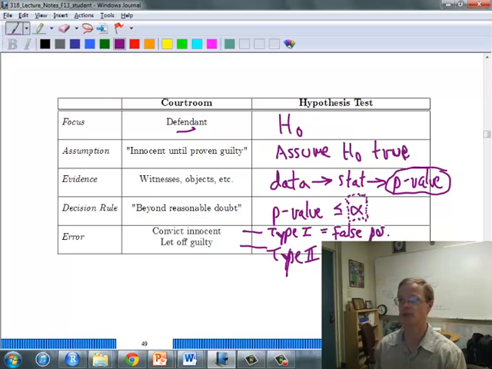Public health is preserved. And that wraps up all the main ideas for hypothesis testing.